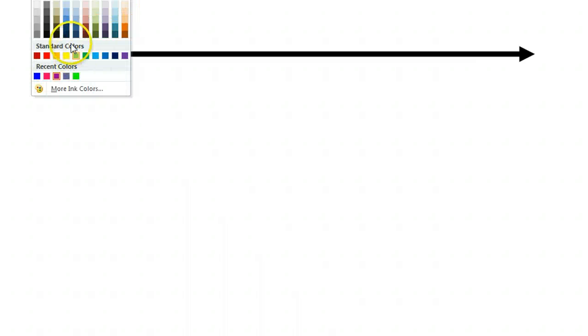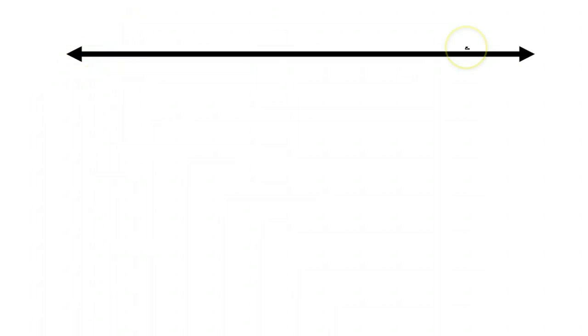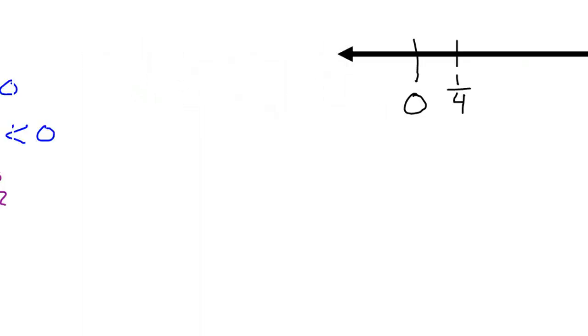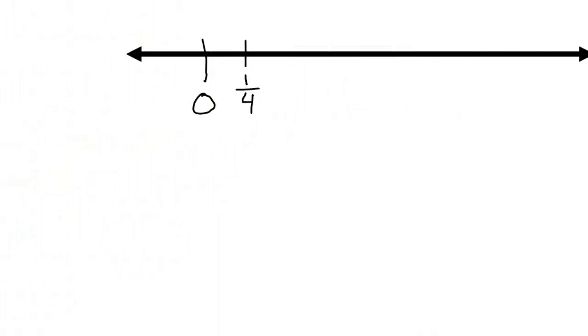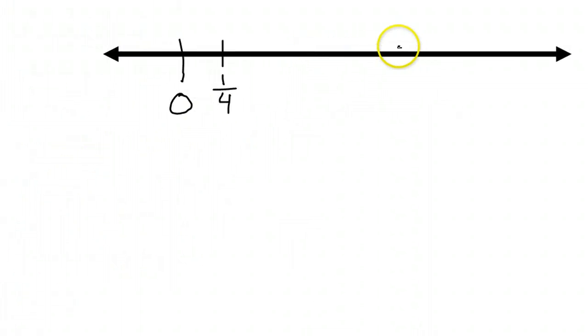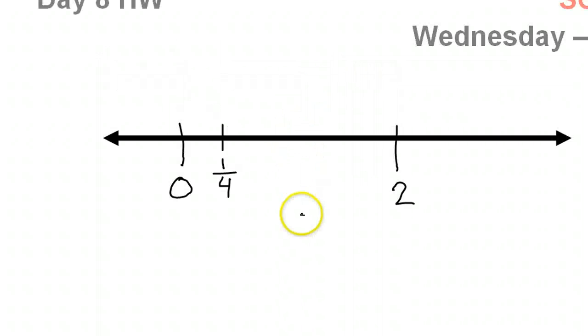Now, my graph, I did not put all the numbers on there, because I'm going to keep the graph simple. So make sure you put 0 on your number line, okay? And I'll call this 1/4, and we have 2, so I'll just put 2 right about here. Those are my x-intercepts.